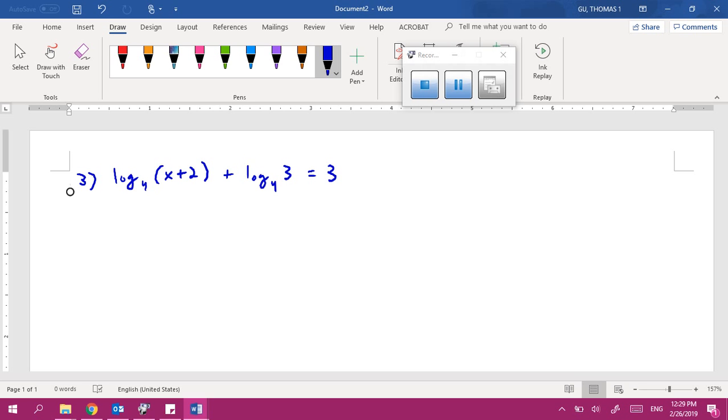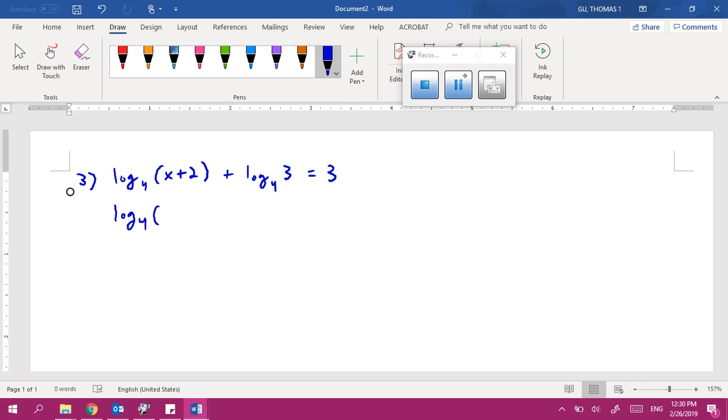So what do you suggest that I do first here? Yeah, you want to combine them. So if I combine these two, how would that look? Log base 4 of (x plus 2) to the power of 3. Not to the power of 3. x plus 2 times 3, right?